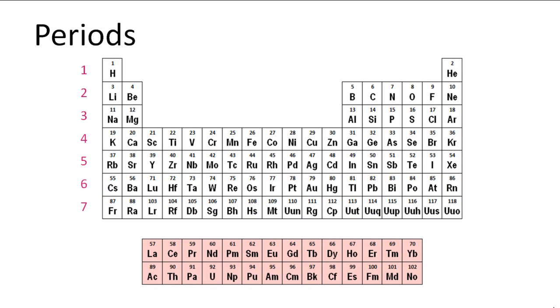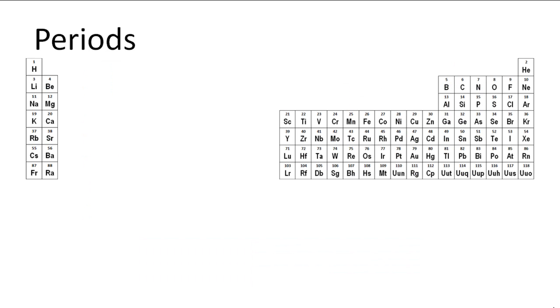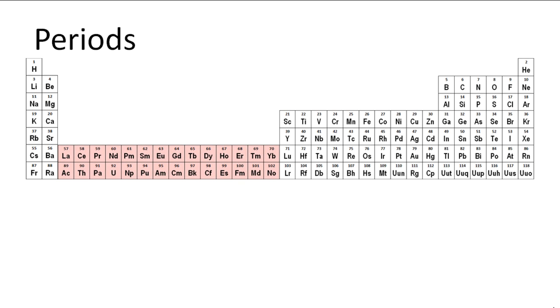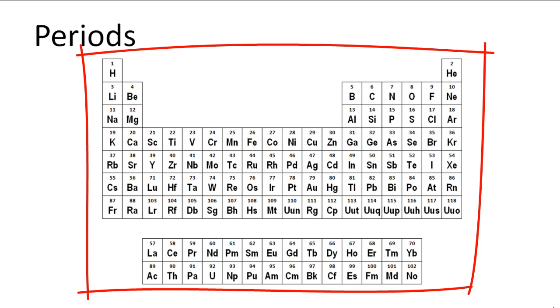The 2 unattached rows belong in the 6th and 7th period, right over here. And some periodic tables place them there. But this is the most commonly used version of the modern periodic table.